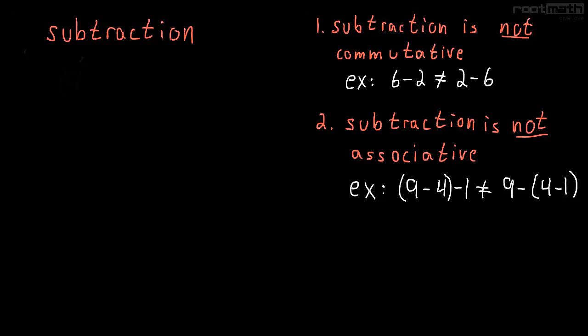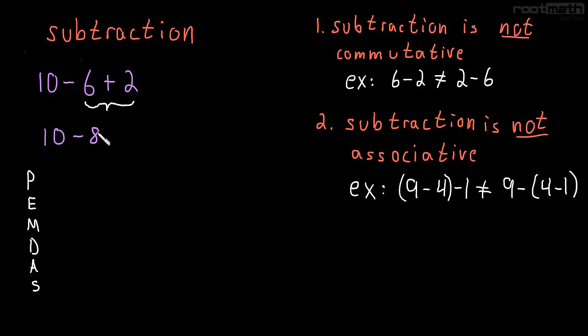Okay, another reason that subtraction is not that great is because sometimes it can be confusing with the order of operations. So for instance, 10 minus 6 plus 2. Maybe we're not sure, should we do subtraction first or should we do the addition first? So we think of the order of operations: parentheses, exponents, multiplication, division, addition, and subtraction. And that looks like we're supposed to do addition first. Addition comes before subtraction. So this would be 10 minus 8, which would be 2.